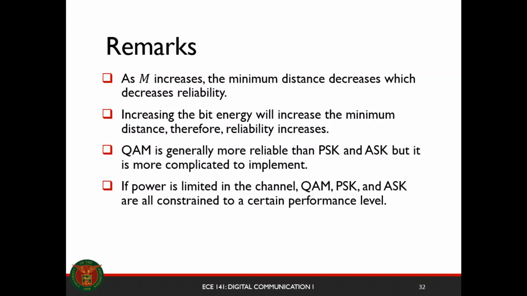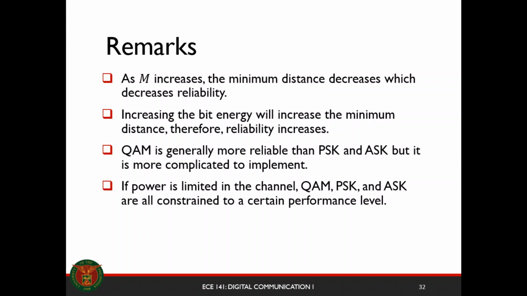implement. And if power is limited in the channel, we're already constrained with a certain performance level for our QAM, PSK, and ASK. So when power is limited, maybe we can use more bandwidth to transmit signals. But QAM, ASK, and PSK have a fixed bandwidth. How do we increase the bandwidth of a signal while limiting our power?